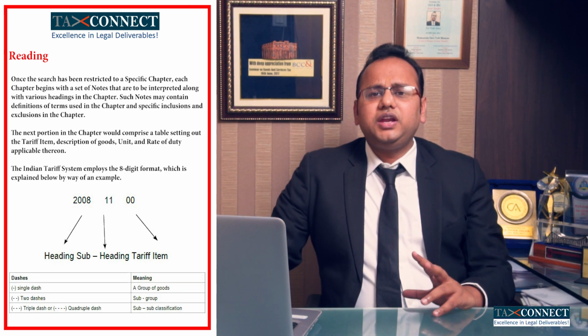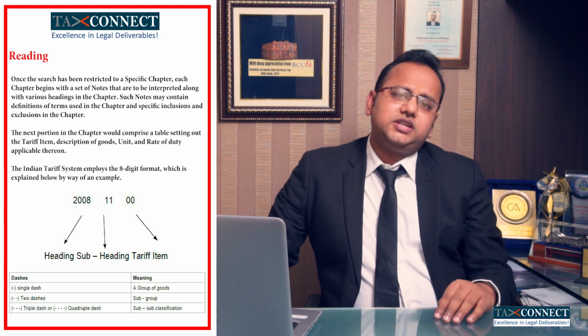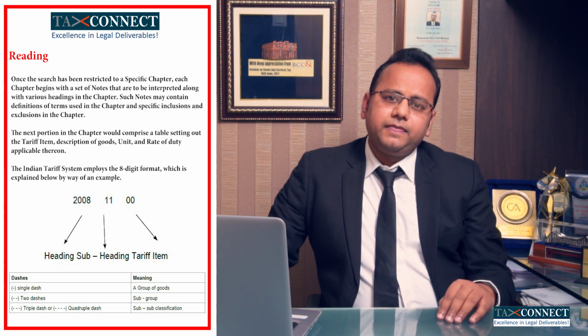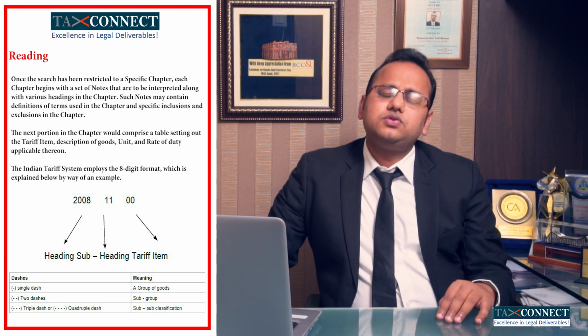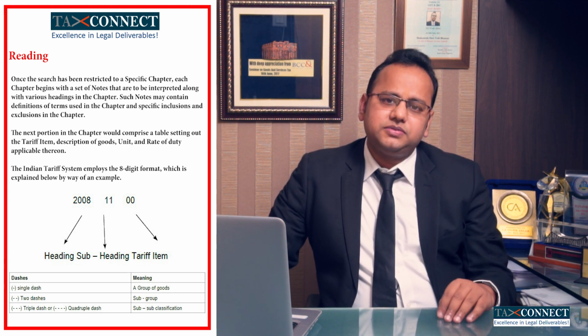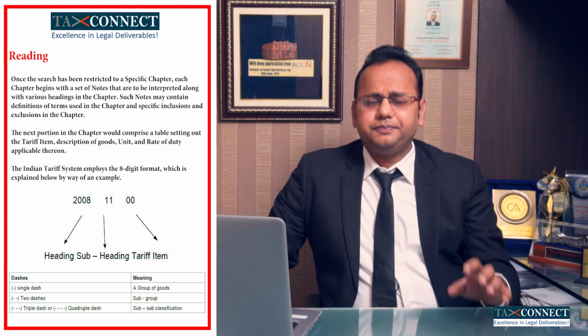It was in the case of Vicco Laboratories. Now we understand how to read the HSN code. The first 4 digits is the heading, the next 2 are the subheadings, and the last 2 are the tariff items. So 8-digit HSN code is there.